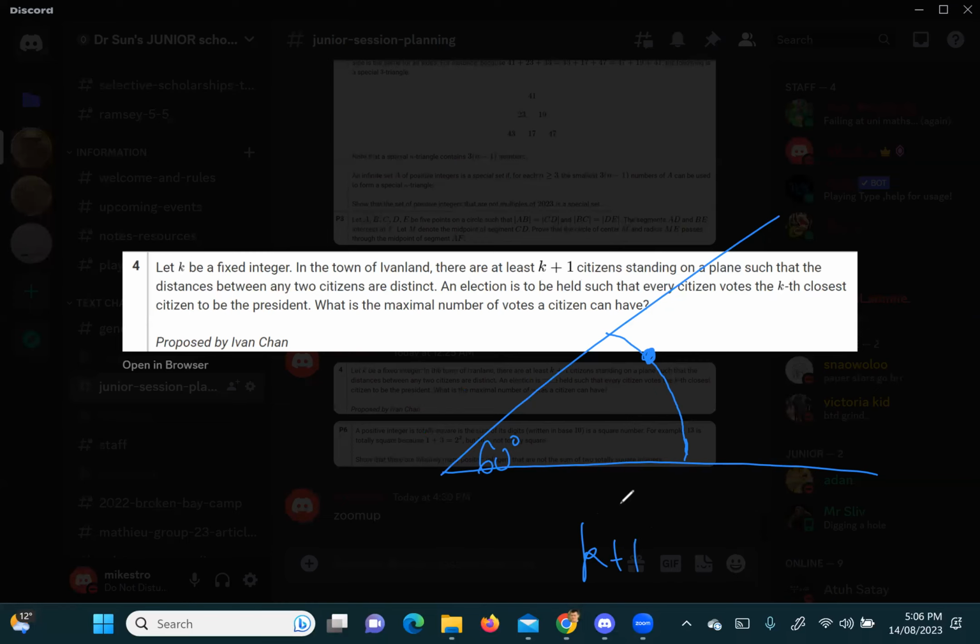Okay, so what we're gonna prove is that this guy here is a non-voter, which is a contradiction. We said all K plus one people vote for the president. We're actually gonna prove the first guy doesn't actually vote for the president.